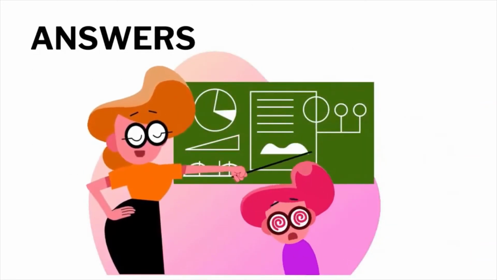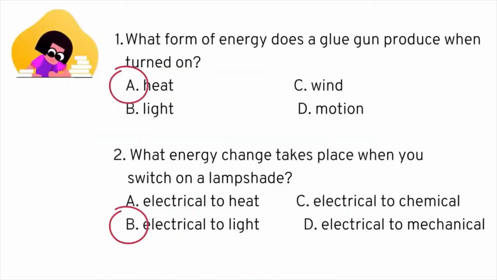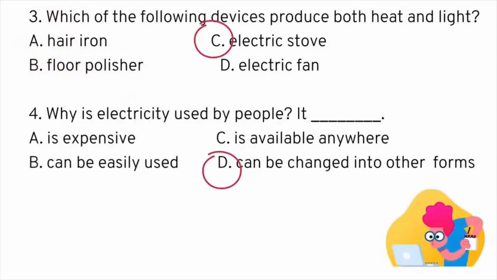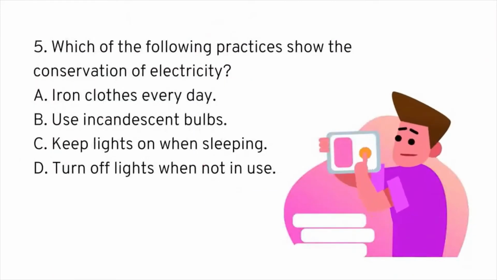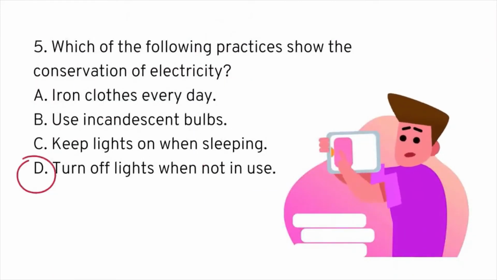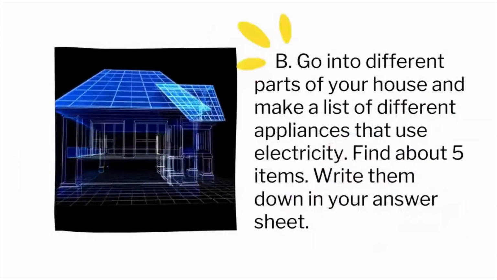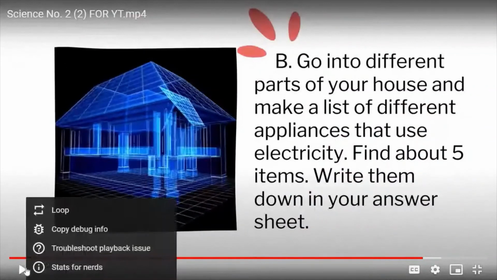The answers are number 1A, heat. Number 2B, electrical to light. Number 3, C, electric stove. And number 4, can be changed into other forms, letter D. Number 5, D, turn off lights when not in use. Congratulations for those who got the correct answer.